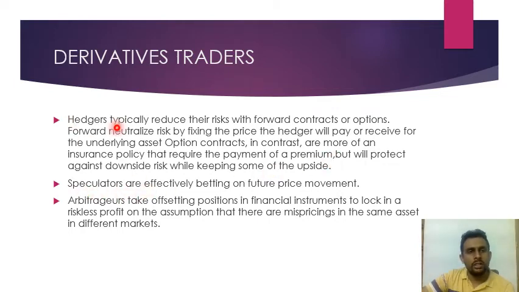Hedgers are people who want to safeguard themselves from a risk. Speculators are effectively betting on future price movement. Arbitrageurs take offsetting positions in financial instruments to lock in riskless profit. So mainly hedgers want to eliminate risk, speculators want to earn profit by taking risk, and arbitrageurs want riskless profit, and they exploit mispricing and take offsetting positions. Offsetting position in the sense of a buy and a sell position due to mispricing.